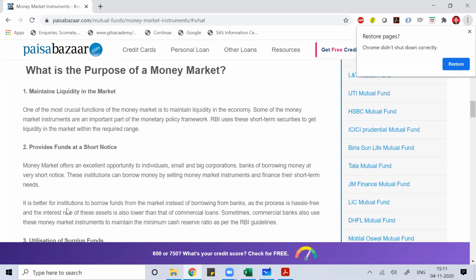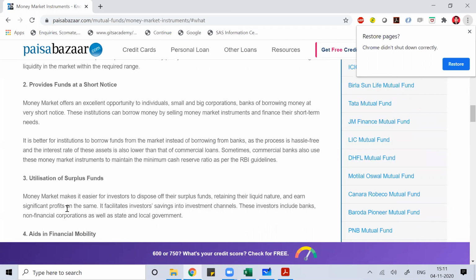So what is the purpose of the money market? It is basically a cartel of different financial institutions in and around our country where they borrow and lend money among themselves in the form of call or notice money, for a fortnight or for a 1 day basis, for working capital management. If corporates need money for working capital, they raise money in the form of commercial paper. Banking institutions raise money through certificates of deposit.